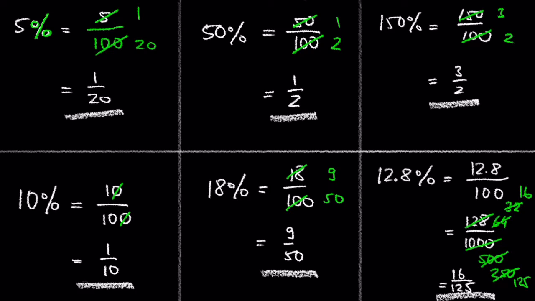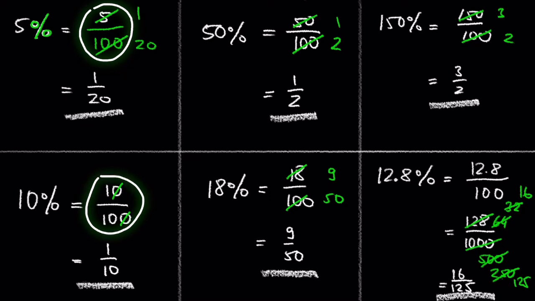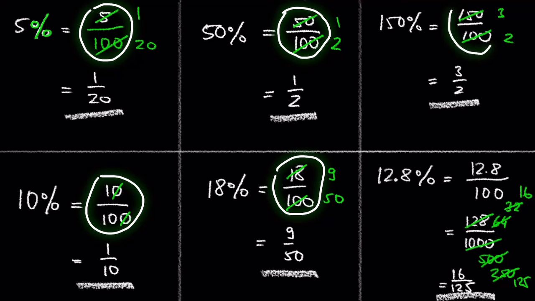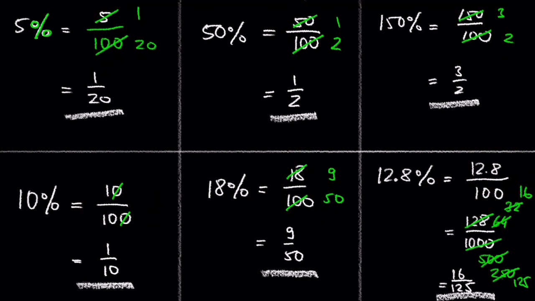Let's do a quick recap. Converting percent to fraction is very simple. Just remove the percentage symbol and write the number over 100. Then simplify by using the method for simplifying fractions.